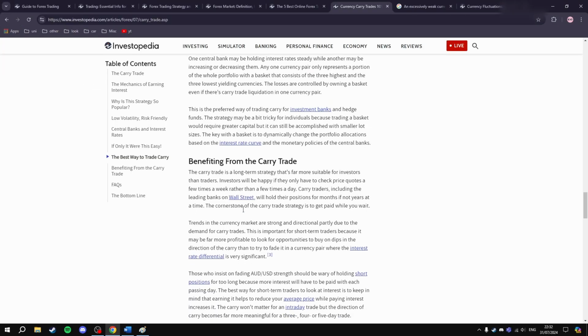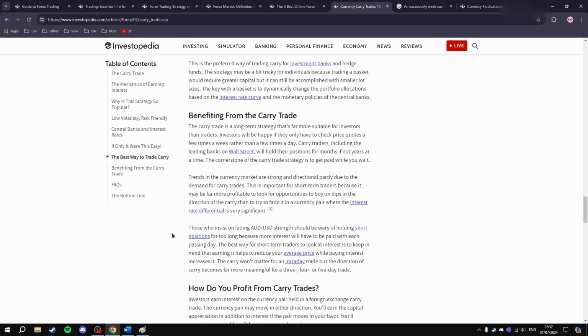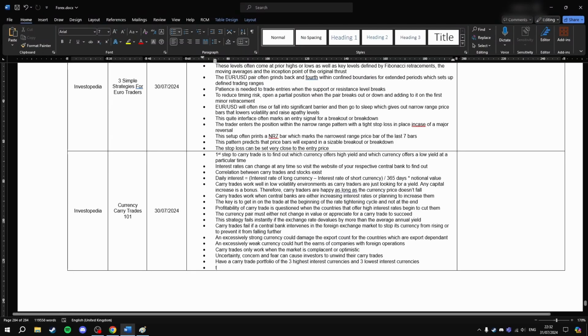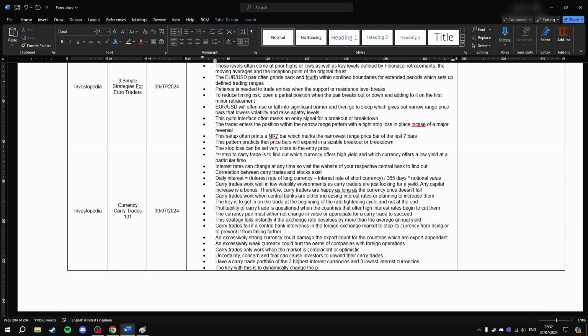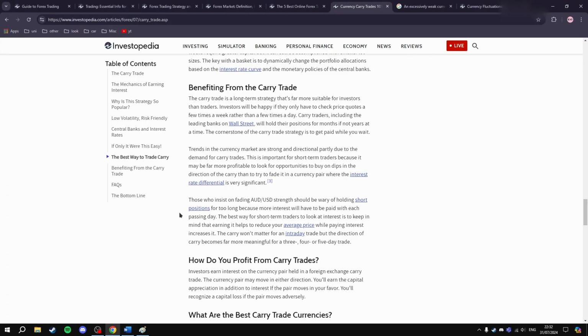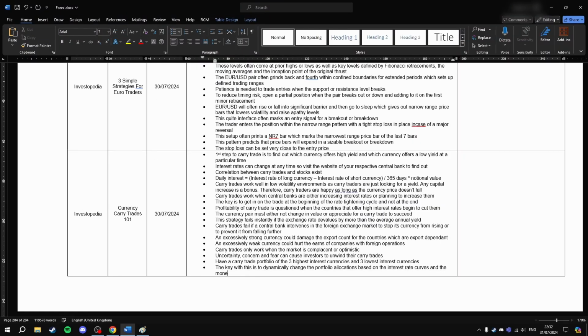The key of a basket is to dynamically change the portfolio allocations based on the interest rate curves and the monetary policies of central banks.